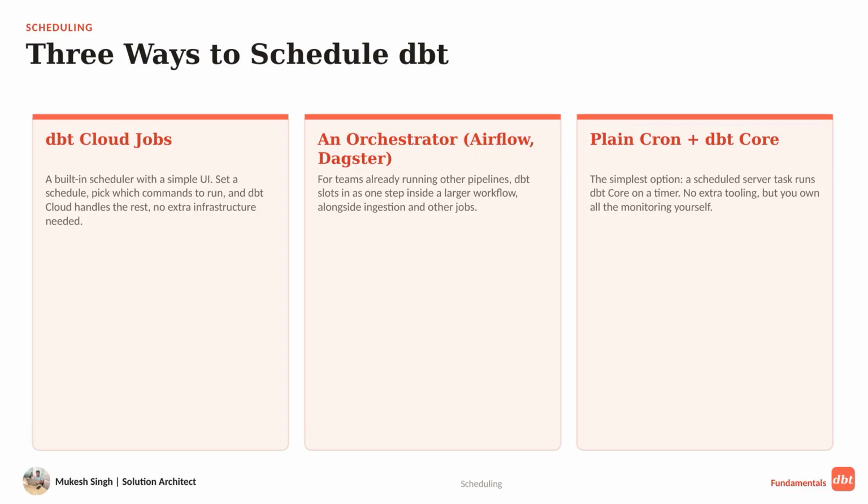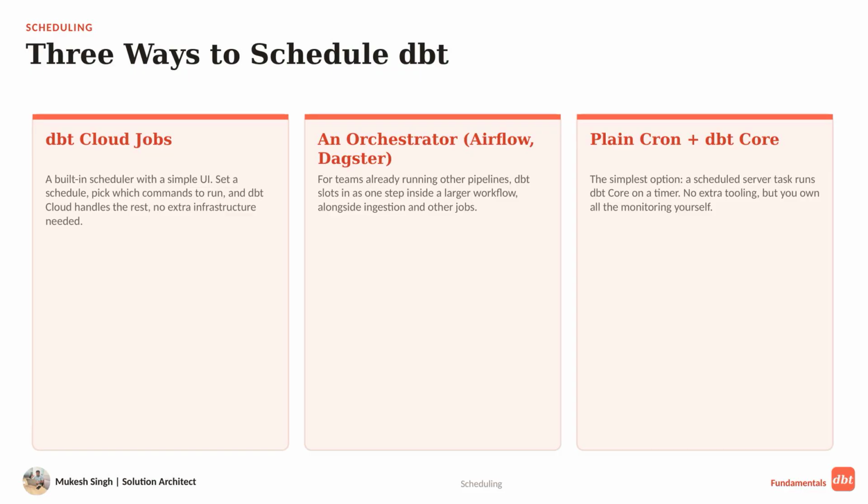There are really 3 common ways to schedule a dbt project. dbt Cloud jobs give you a built-in scheduler with a simple interface. You set a schedule, pick which commands to run, and dbt Cloud handles the infrastructure entirely. An orchestrator like Airflow or Dagster is the right choice for teams who already run other pipelines, since dbt simply becomes one step inside a larger workflow alongside ingestion and other jobs.